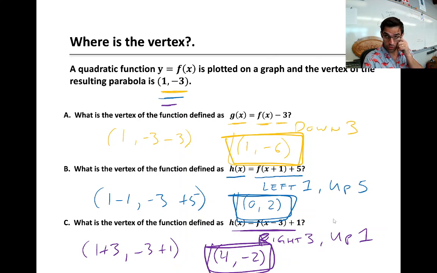And what's great is we don't know what the parabola for f of x looks like, but we can figure out g of x and h of x. We can find their vertex in relation to the vertex of f of x, because we're given this function notation right here. So the key to this, and the reason why we do this exercise, is because we're practicing reading this function notation.